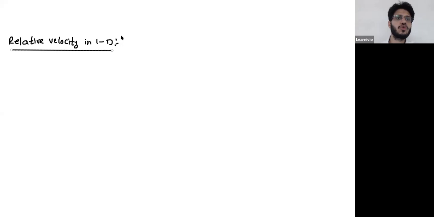So that was about free fall. After free fall, the next topic is relative velocity in 1D. See, up to free fall, motion is not absolute, motion is relative. The velocity of a body depends on the place of the observer. Motion is relative.